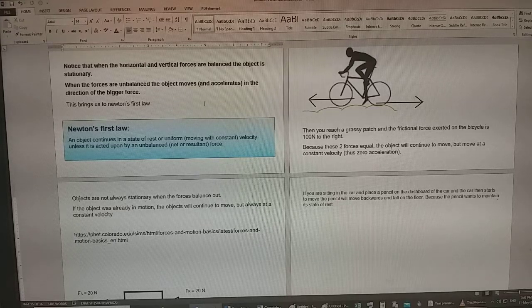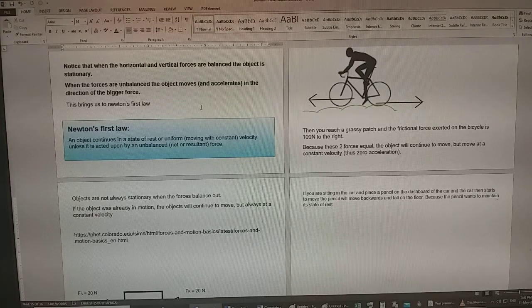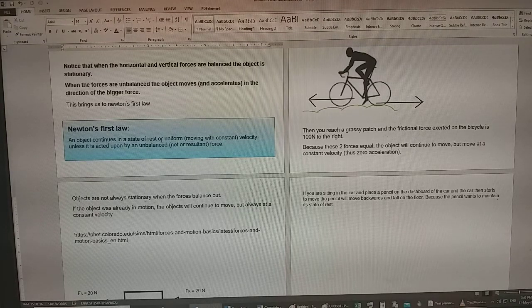So this video is dealing with Newton's first law and what happens to an object when the forces acting on the object balance out. So first of all, Newton's first law says that an object continues in a state of rest or uniform velocity or uniform motion unless acted upon by an external net force.